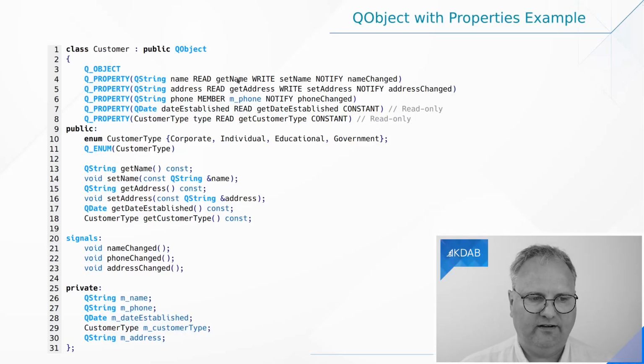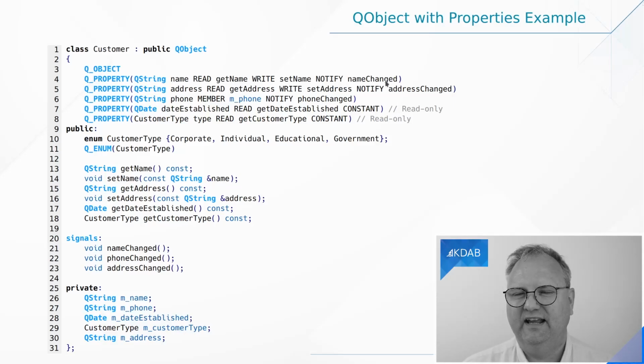Read, so get. If I want to read the property, then call this get method, or get name. You can see that's the one we have down here. It's a const method, and it returns a QString. If I want to write it, set name, we have that down here. It does not return anything, takes a const QString reference name.